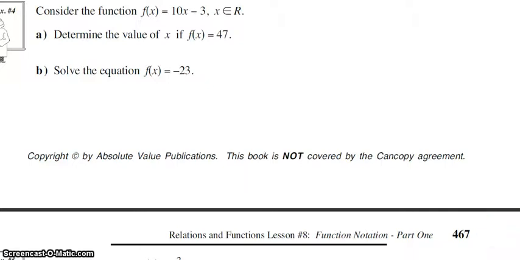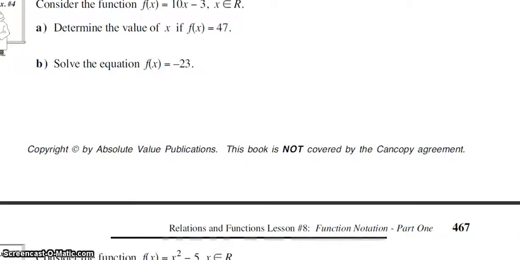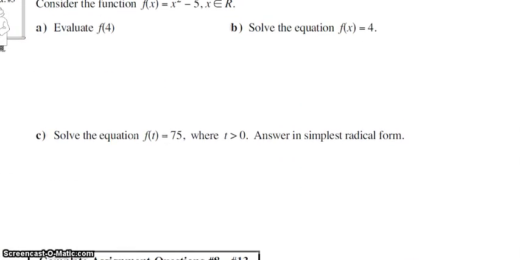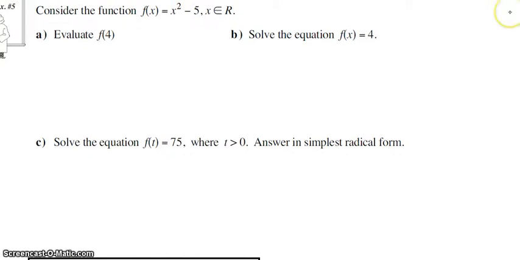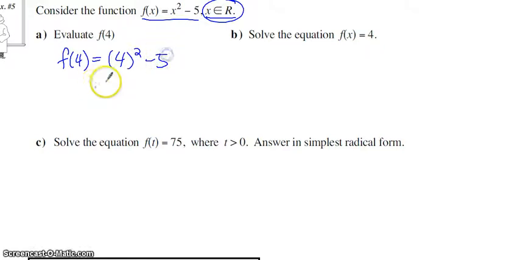All right. Last example. And then we are done. Consider the function f of x equals x squared minus 5. Again, this is not necessary. In the future, when you see a function definition, they probably won't write this, but now they just put it there. Evaluate f of 4. F of 4 is replacing x by 4. The answer is 16 minus 5, which is 11.